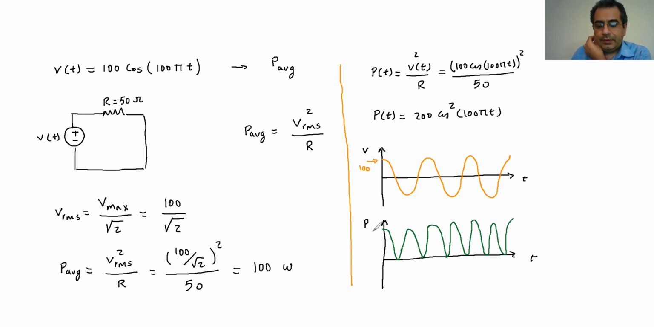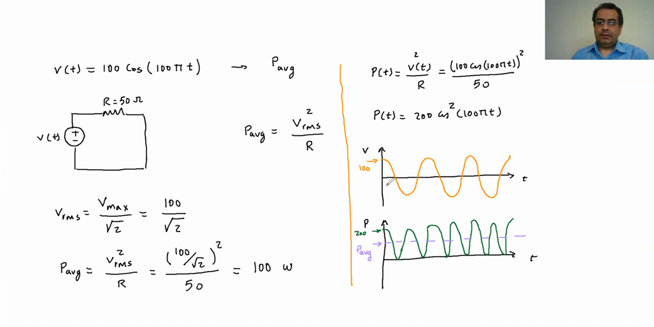And this is going to be 200. And then the average value of that is going to be this. So that 100 is going to be here. This one is P average, which is 100.